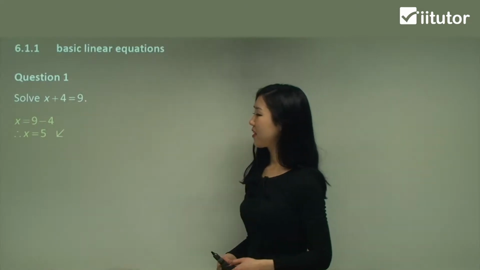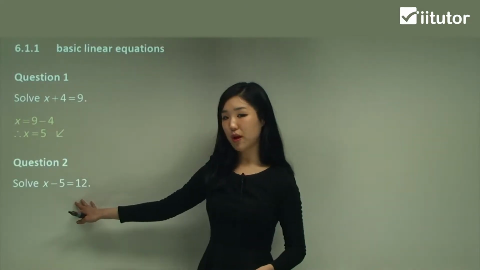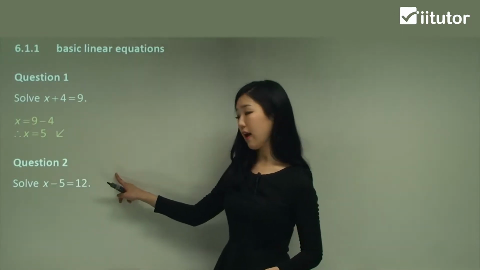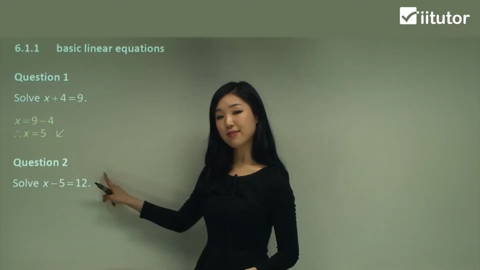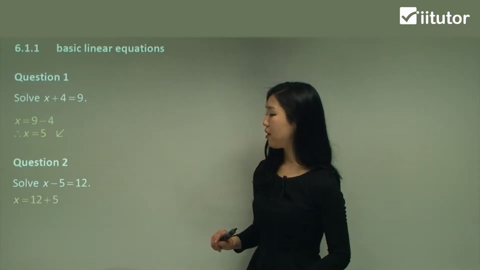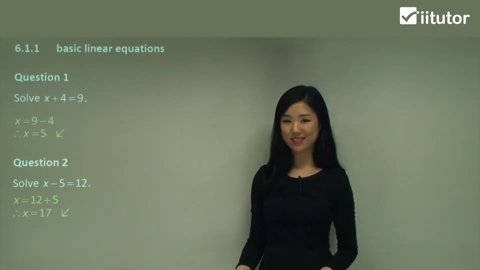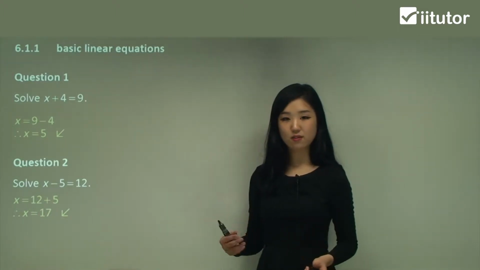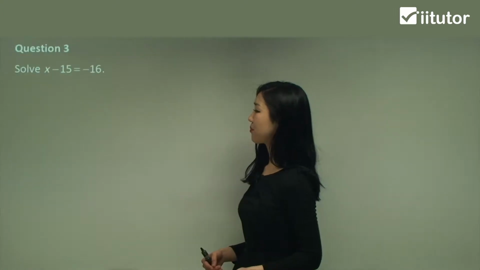Easy? Now question 2, x minus 5 equals 12. Now I want to get rid of that minus 5 and move it over to the other side. So if I have negative 5 on this side, I must add 5. So I have 12 plus 5, and that will simply be 17, so x is 17. Okay, so the key thing is to switch the signs. If it's negative, make it positive. If it's positive, make it negative.